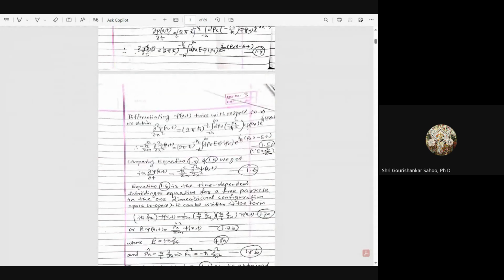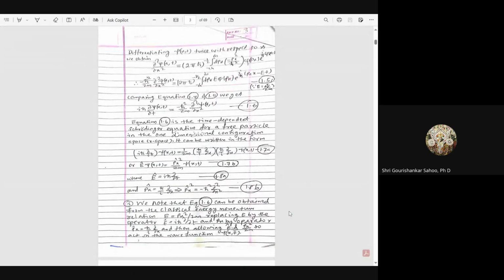Free particle means there is no potential at the point where the particle exists, and it is in one dimensional configuration in x space. And you can write it also in the presence of a potential. Before that, let us have some operators which are very useful for matrix mechanics later on. Let us have the operator formalism of this equation.